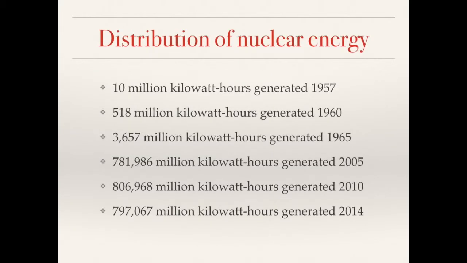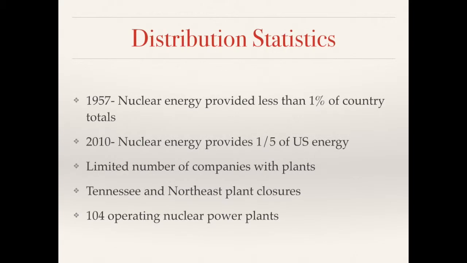Distribution of nuclear energy throughout the country grew exponentially, starting at approximately 10 million kilowatt-hours of energy distributed in 1957 and growing to just under 4 billion kilowatt-hours within 10 years. The recent distribution of nuclear energy has leveled out to approximately 800 billion kilowatt-hours since 2005. Nuclear power accounted for 1% of all energy in the U.S. in 1957, but now accounts for approximately 20% of all energy distributed in the country.